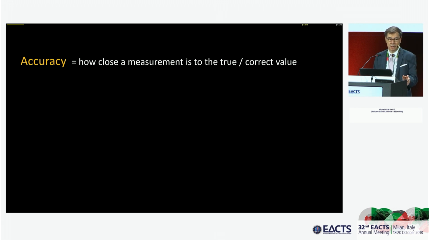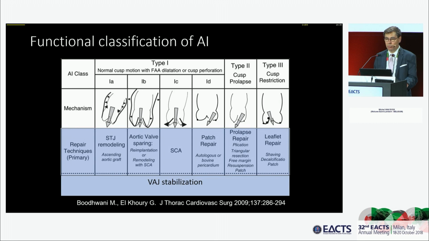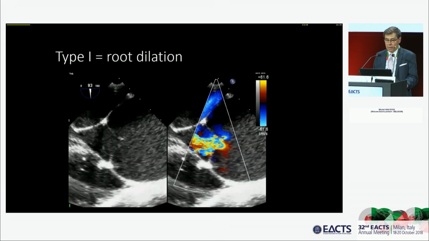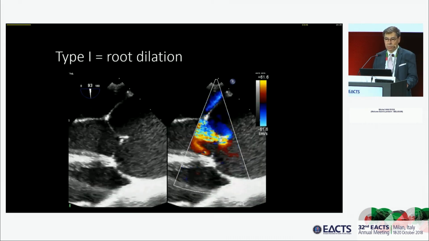And during this next 15 minutes, I will try to convince you that when dealing with echocardiographic analysis of the mechanism of aortic insufficiency, in order to guide a surgical repair, accuracy means using 3D echo. And let's start from type 1.